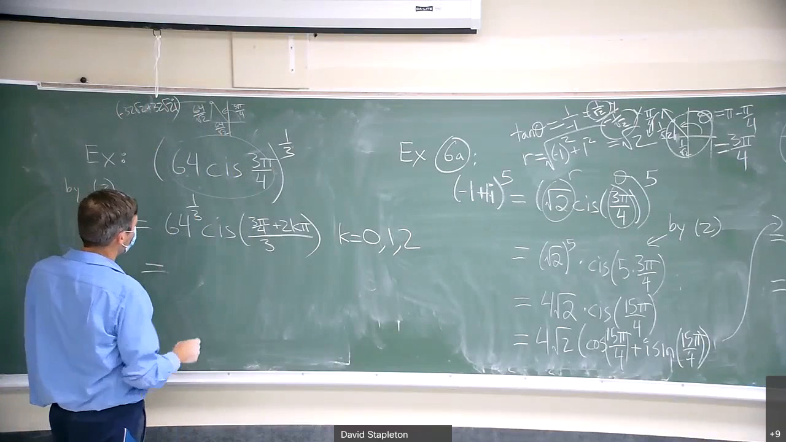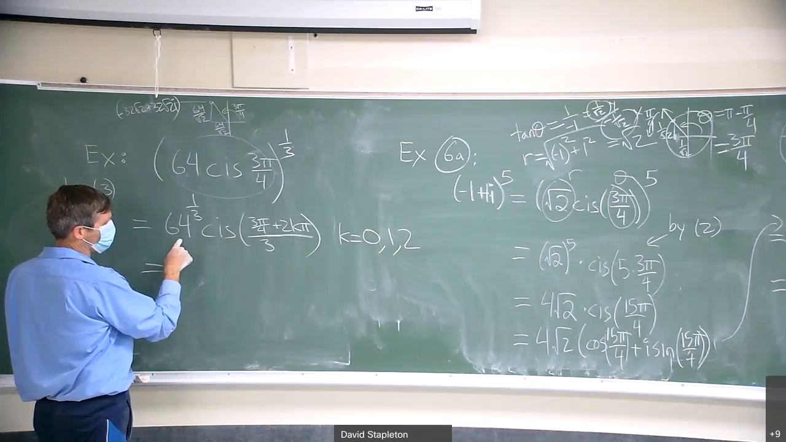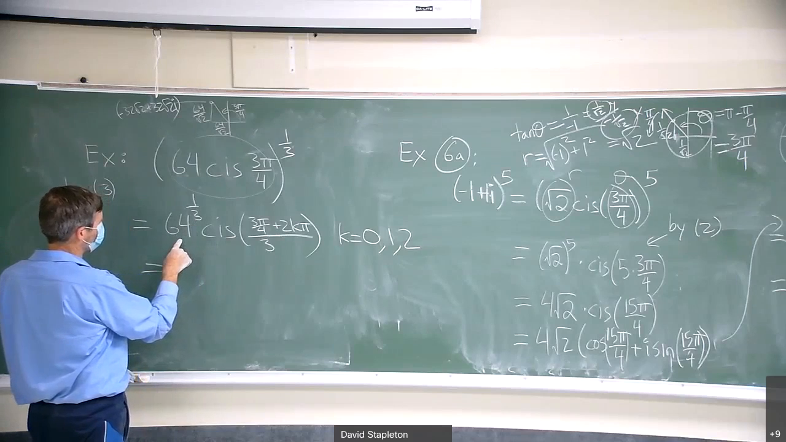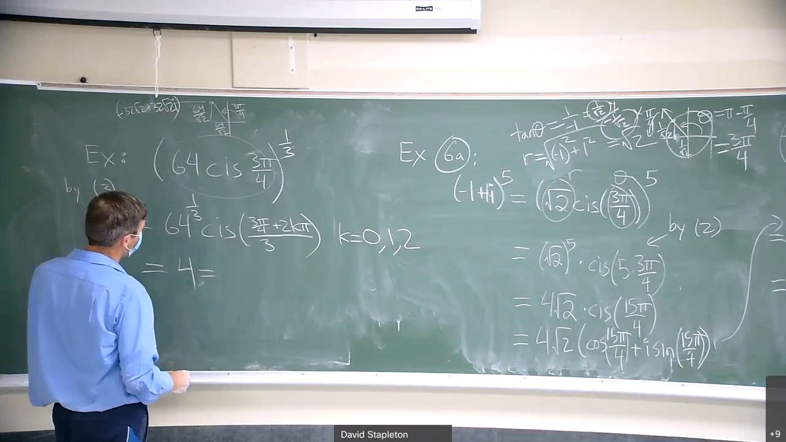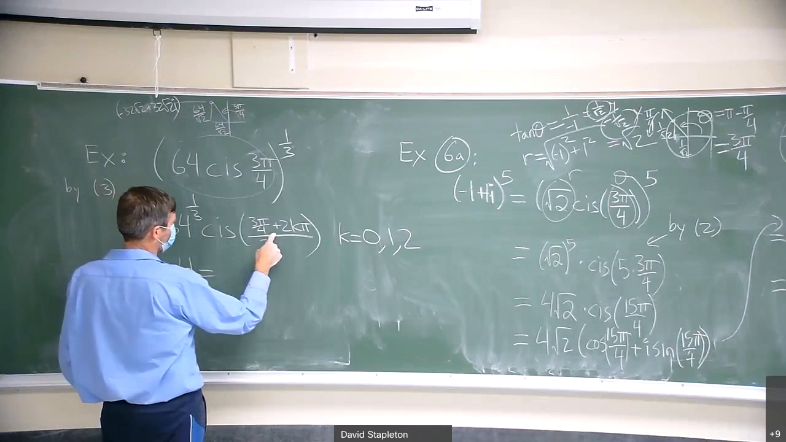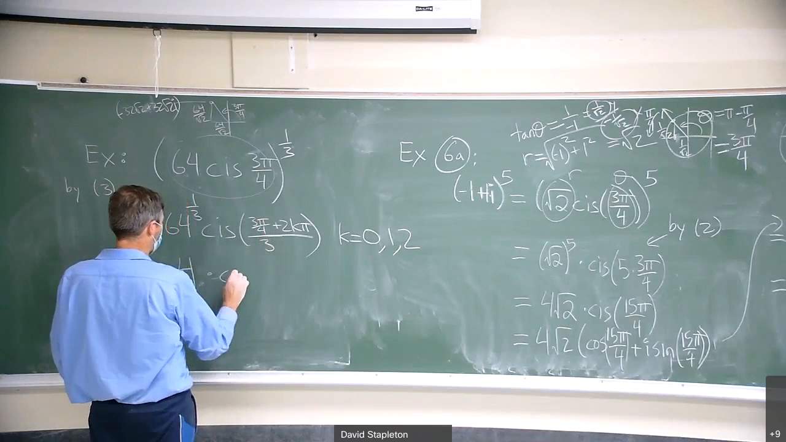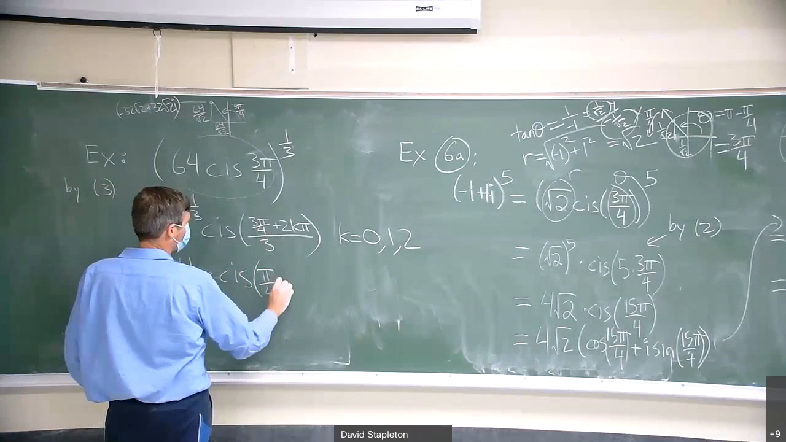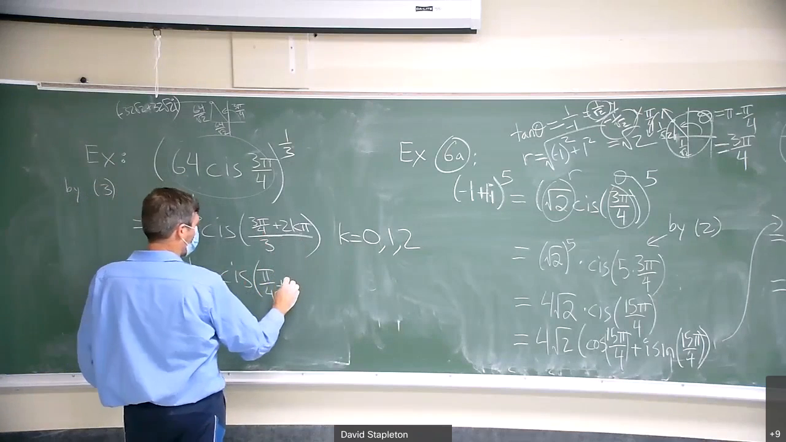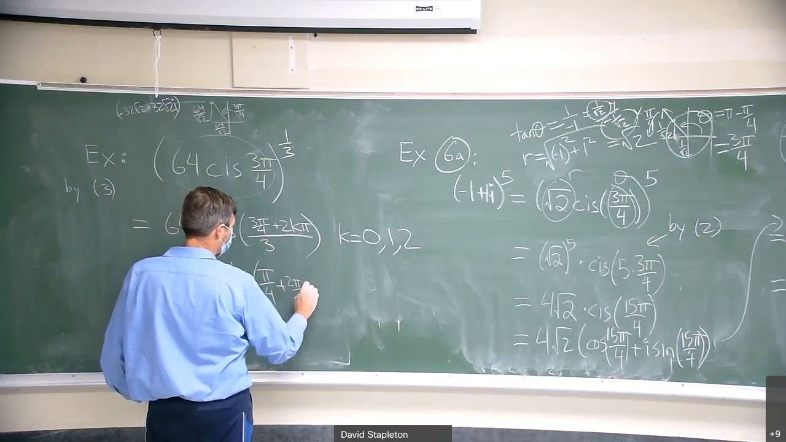Cube roots. Well, this means take the cube root of the real number. There's only one answer here. What times itself 3 times gives 64? 4 times 4 times 4. So this one is 4. You can do it on your calculator if you want. All right, and now, how about the angle? If I divide 3 pi over 4 by 3, I just get pi over 4. And then I've got plus 2 thirds pi times k.